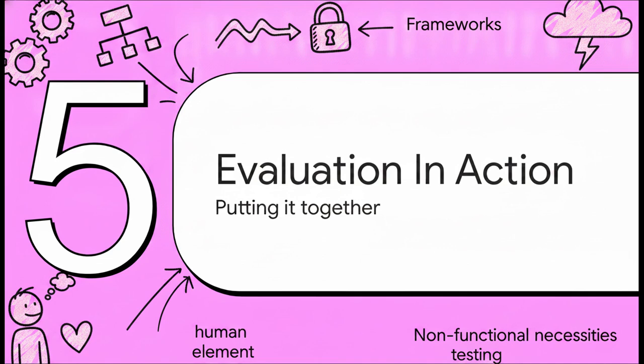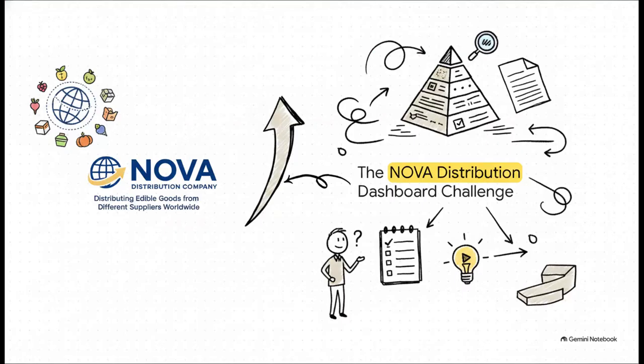All right, let's bring it all together in Section 5, Evaluation in Action. I want you to imagine this scenario. You've just seriously impressed the Nova Distribution Company. They're a massive worldwide distributor of edible goods, and they've contacted you to design their huge new sales performance dashboard. But there's a catch. You aren't actually available during the initial requirements gathering phase, so you're inheriting a design requirements document created by a previous business analyst.